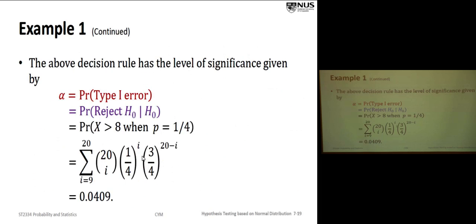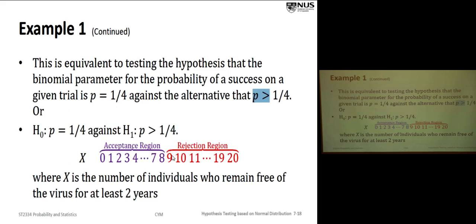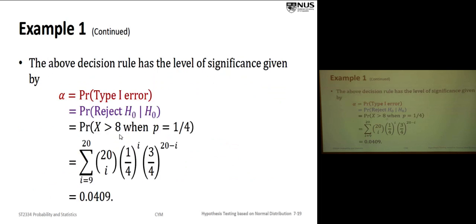So the decision rule has a level of significance, and we can determine this. In this particular scenario, we know the acceptance region. Remember that alpha is the probability of the type 1 error, which is the chance that you reject the null hypothesis given the null hypothesis is true. That means the probability that you get 9, 10, 11 up to 20, so the probability that X is bigger than 8, given the null hypothesis is true, which is that p is equal to a quarter.